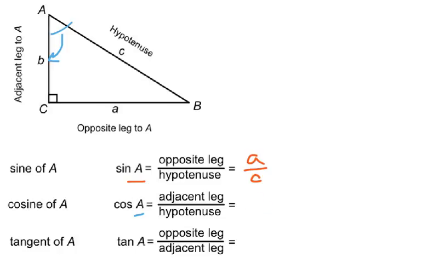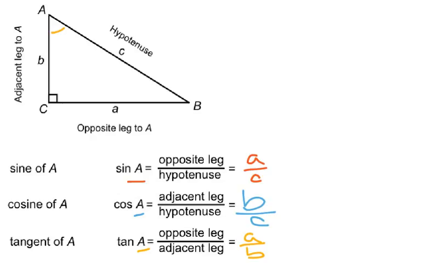That's some bad handwriting there. So again, adjacent, man, I can't write. Here we go. Over the hypotenuse, okay? B over C. And lastly, we have tangent. Tangent here, again, from A, says it's your opposite leg over adjacent. So in this case, from angle A, your opposite is that little a over adjacent, which is the little b.